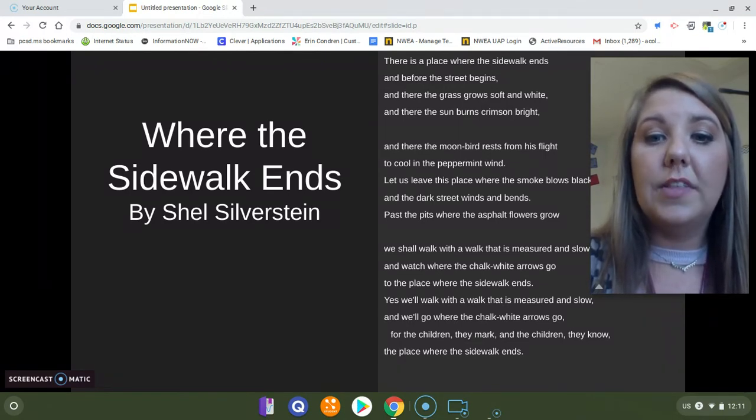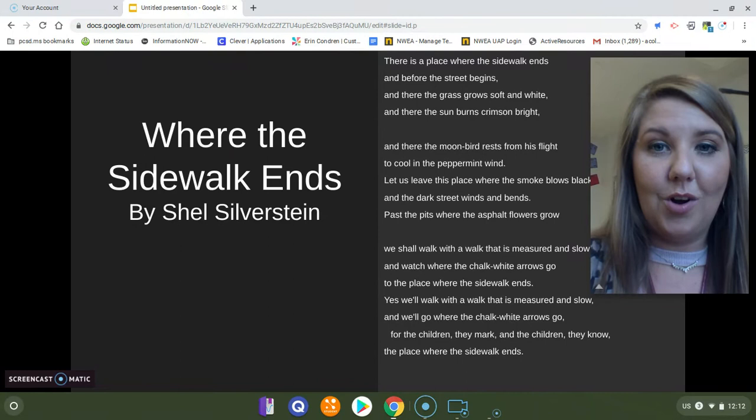To the place where the sidewalk ends. Yes, we'll walk with a walk that is measured and slow, and we'll go where the chalk white arrows go. For the children, they mark, and the children, they know the place where the sidewalk ends.